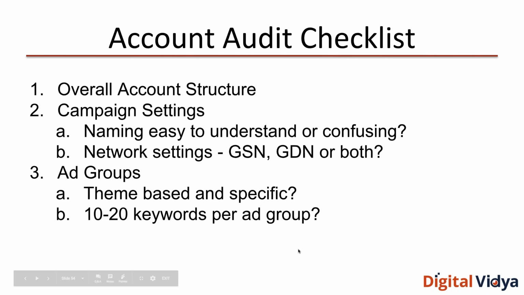So you need to look at the campaign settings. That account will have a lot of campaigns, so look at how the naming is done and what the network settings are. These are things you can answer in a yes or no kind of way. Okay, ad group. At the ad group level, let's say you pick up 3 or 4 campaigns in the account for audit. Are the ad groups under those campaigns relating to specific themes, or are they very general?